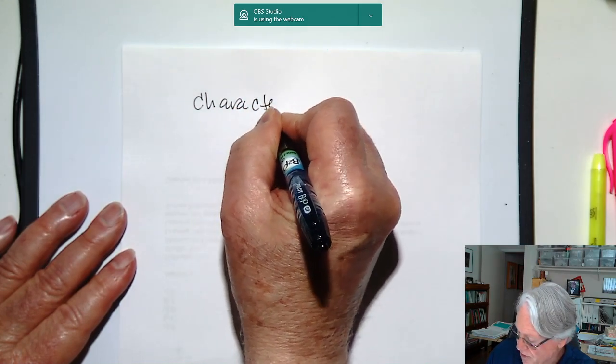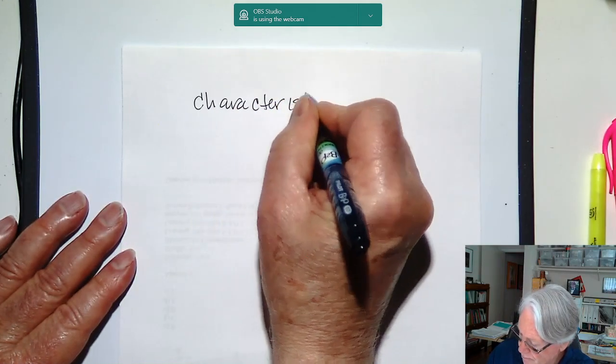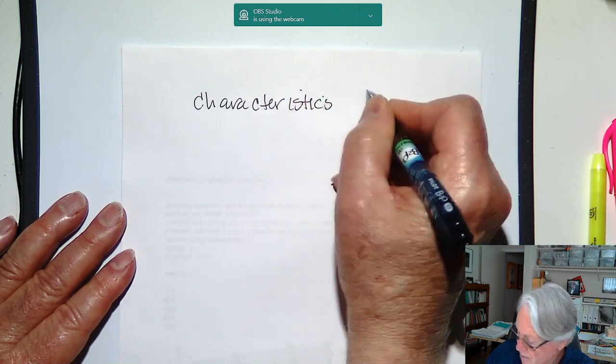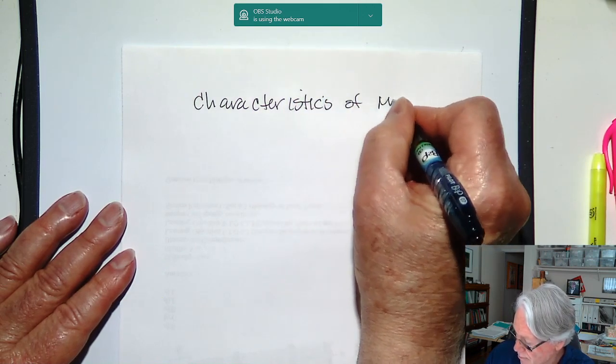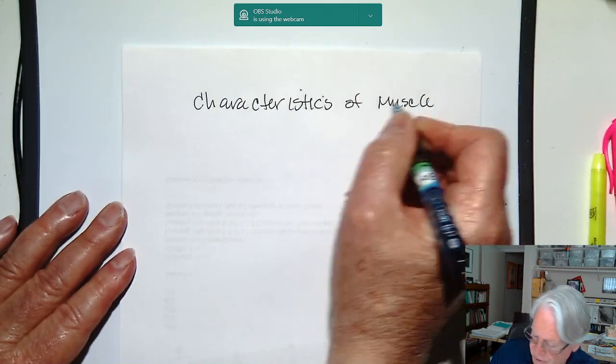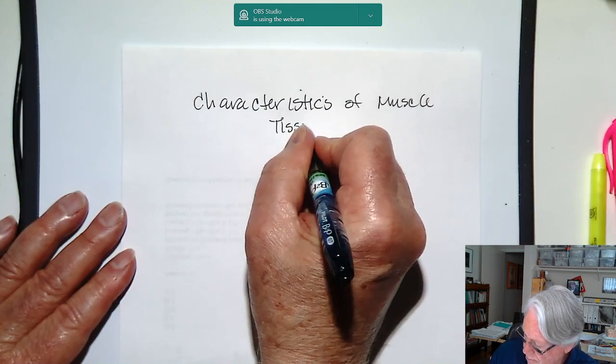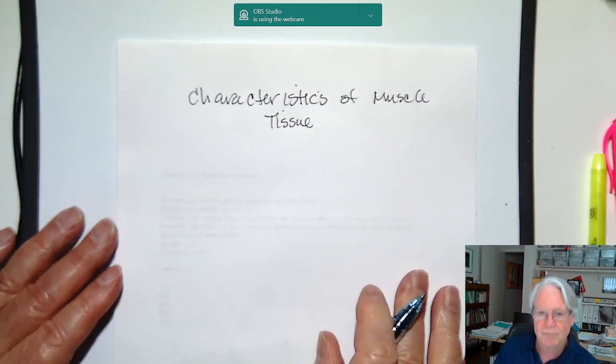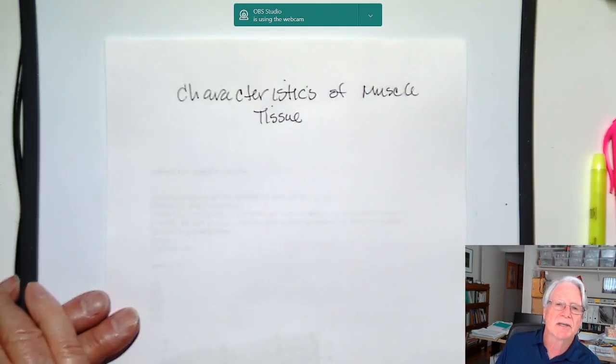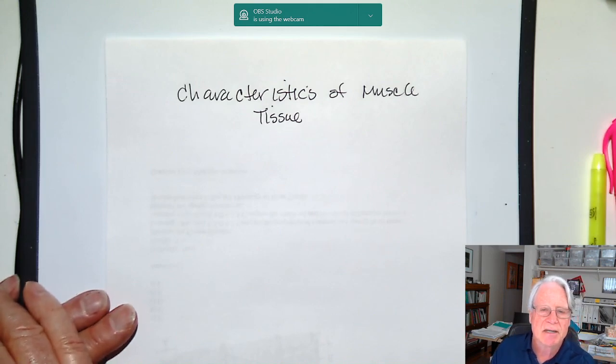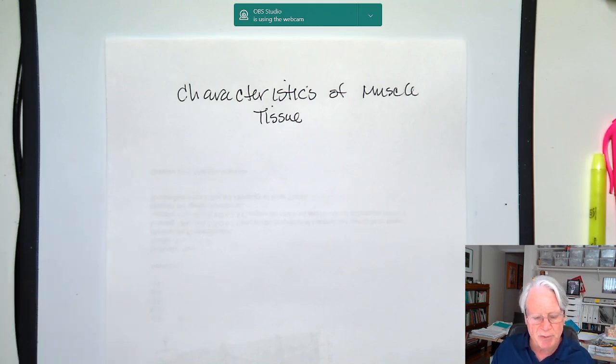Characteristics of muscle tissue. Okay. So these characteristics kind of define muscle tissue. You remember back when we were talking about epithelial tissue and connective tissue, and we listed a bunch of things that we associate with each of those.